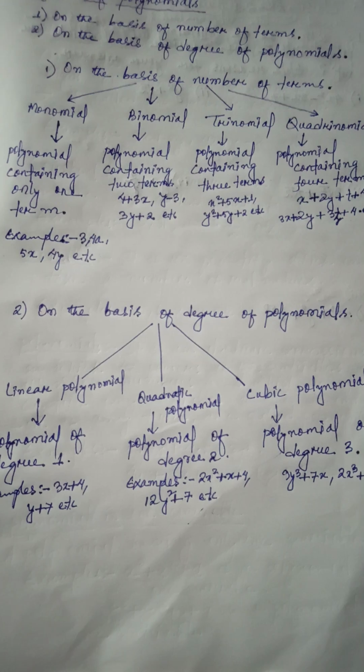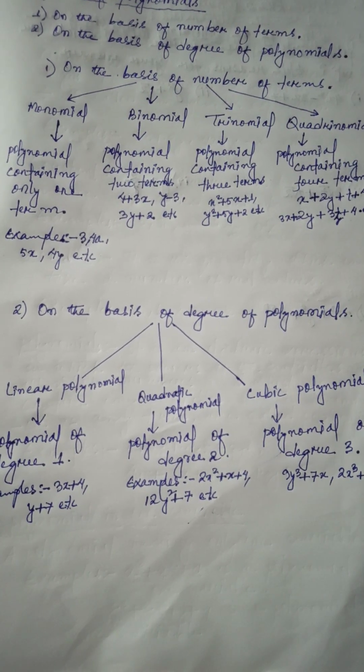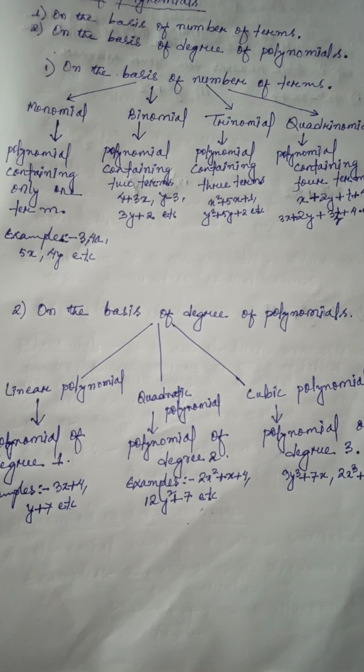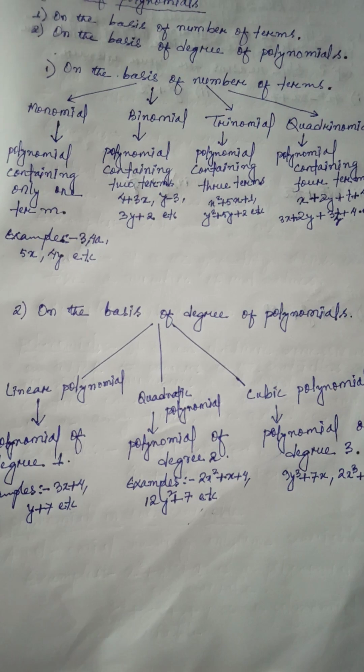Example is 3x plus 4. In the linear polynomial, the highest power should be 1, and we call that polynomial as linear polynomial. If the highest power given in the polynomial is more than 1, that is if it is 2, then we call it as quadratic polynomial. And if the highest power given to us is 3, then we call it as cubic polynomial. Okay.